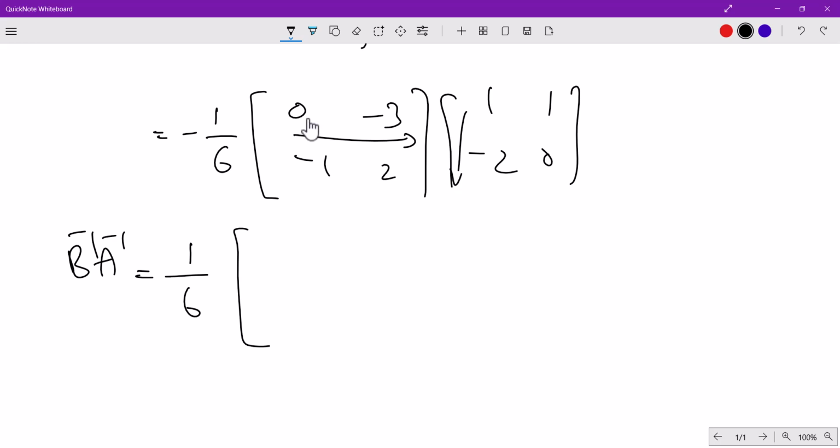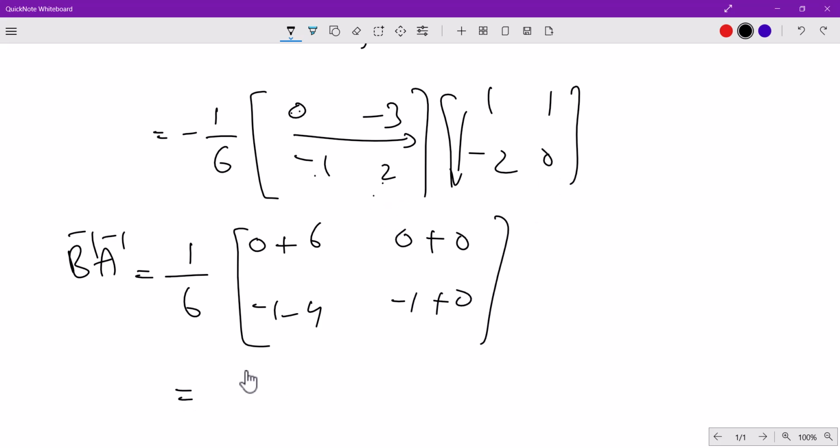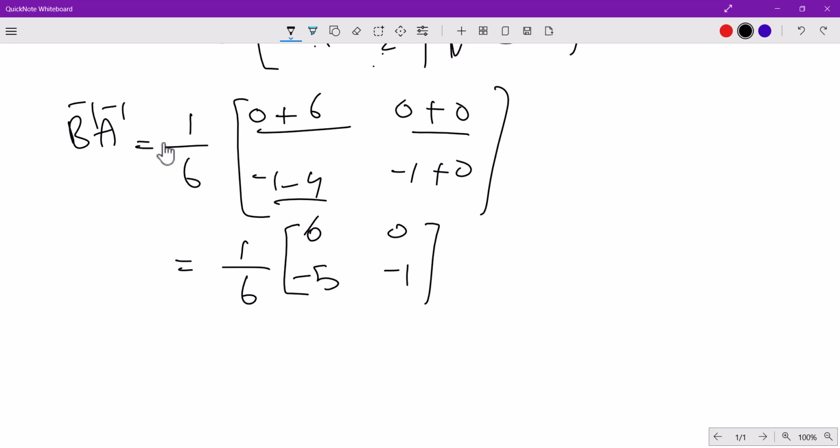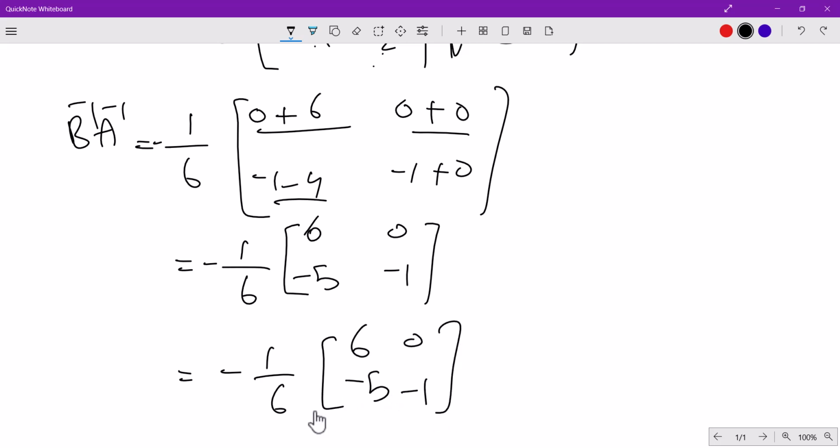Row multiplied by column: 0 multiply 1 is 0, minus 3 multiply minus 2 is 6, which is equal to 6; 0 multiply 1 is 0, minus 3 multiply 0 is 0; minus 1 multiply 1 is minus 1, 2 multiply minus 2 is minus 4, so minus 5; minus 1 multiply 1 is minus 1, 2 multiply 0 is 0, so minus 1. This is equal to 1 divided by 6 into [0+6, 0; -5, -1], giving minus 1 divided by 6 into [6, 0; -5, -1]. This is the B inverse into A inverse, the right hand side.